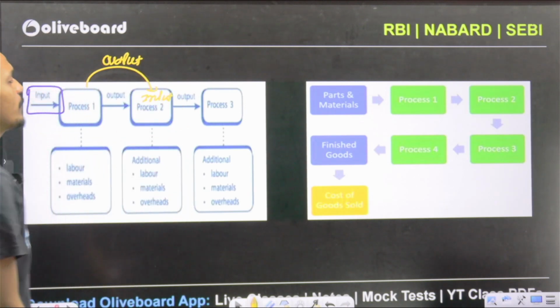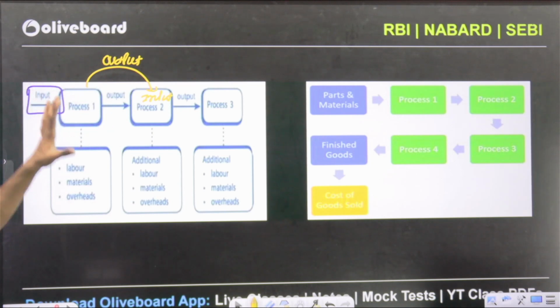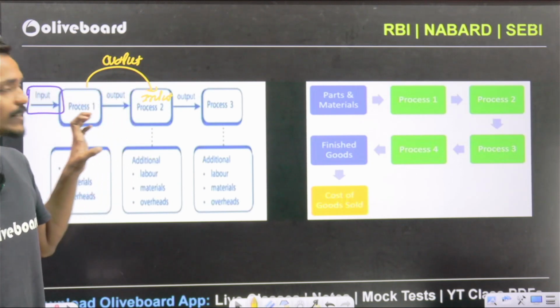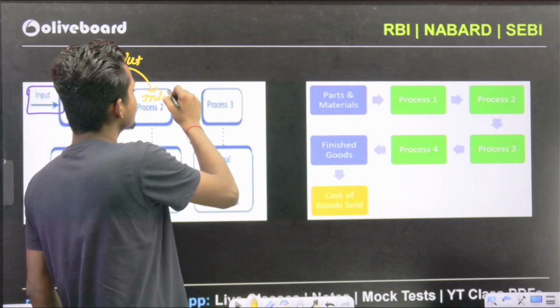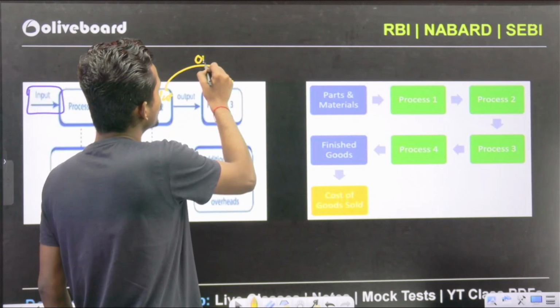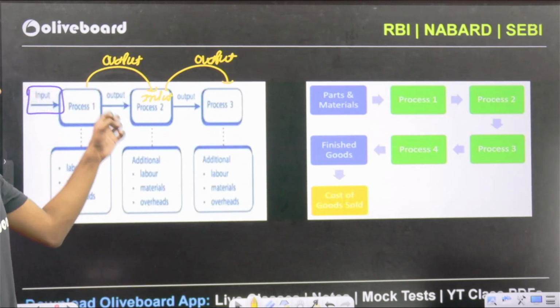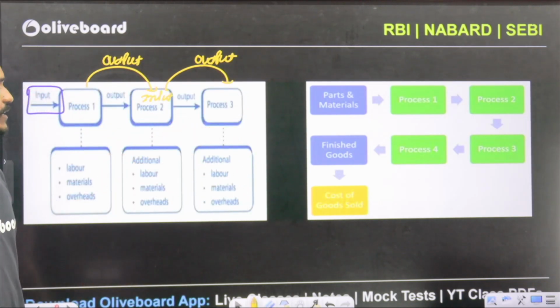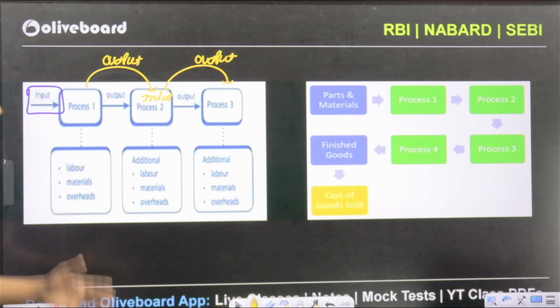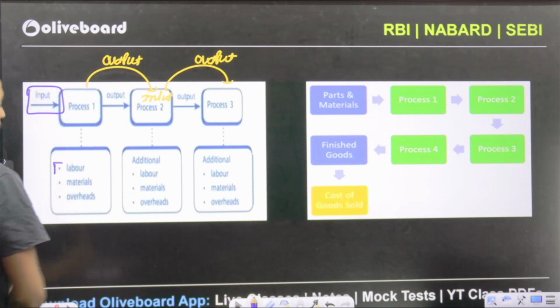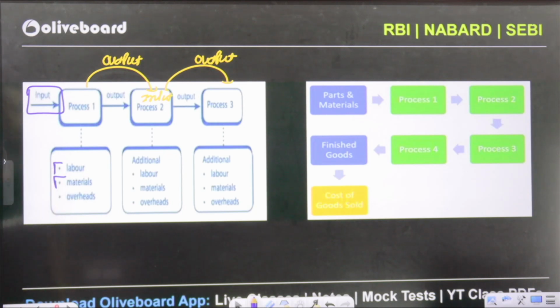In the same way, when we have done everything in process 2, the output of process 2 becomes the input of process 3, and the output of process 3 becomes the input over here. So at every stage you can see that we are incurring some amount of material, some amount of labor, and some amount of overheads.